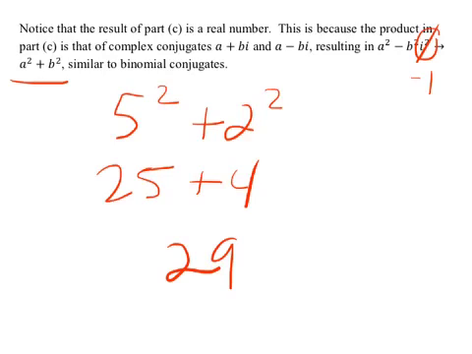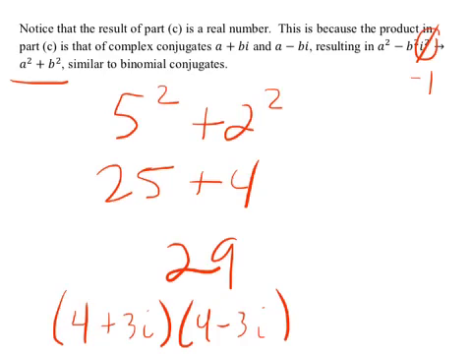Okay? So for example, can somebody tell me real quick what this is? Right away recognize that you have complex conjugates. What's a squared plus b squared going to give us in this problem? What's 4 squared? 3 squared? 16 and 9 gives us? 25. There it is, Joe.